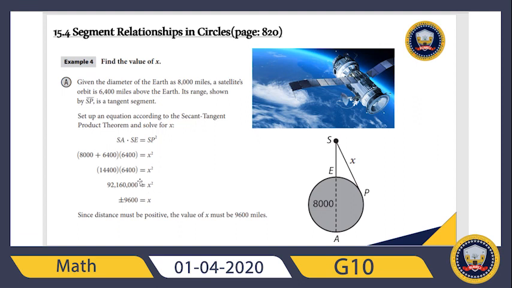Now, to find x, of course, I'm going to square root both sides. So the square root of x squared gives you x. The square root of this number gives you plus or minus 9,600. Remember, the square root always gives you two values, one negative, the other positive. But since we are measuring distance, of course, we know that the distance is a positive number. So we are going to discard the negative one and take the positive one. So we say the distance x, or the distance SP, is 9,600 miles.